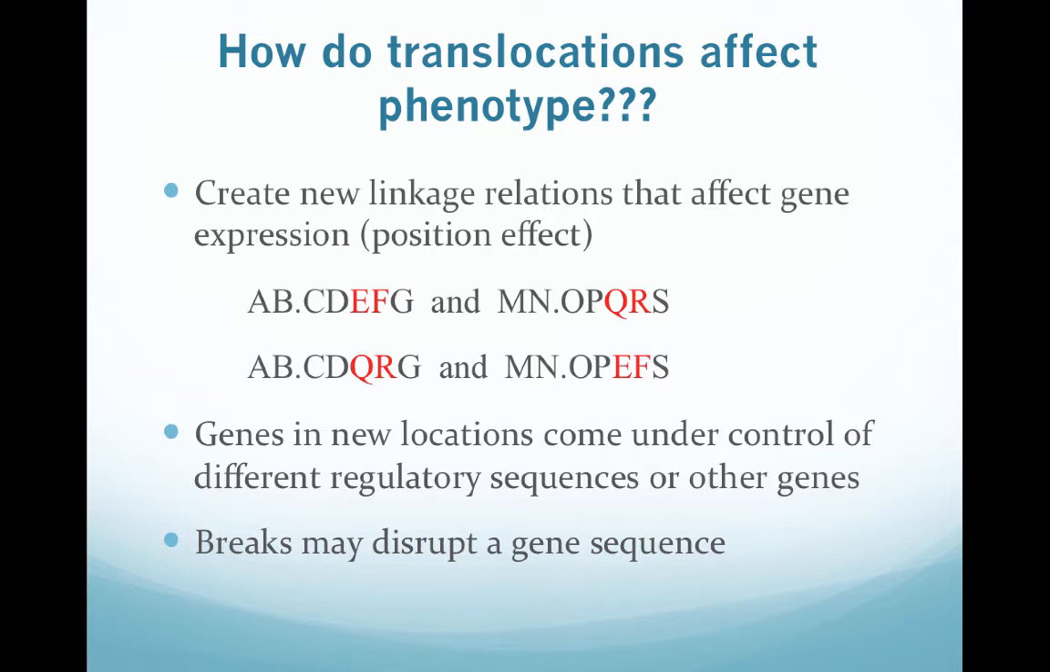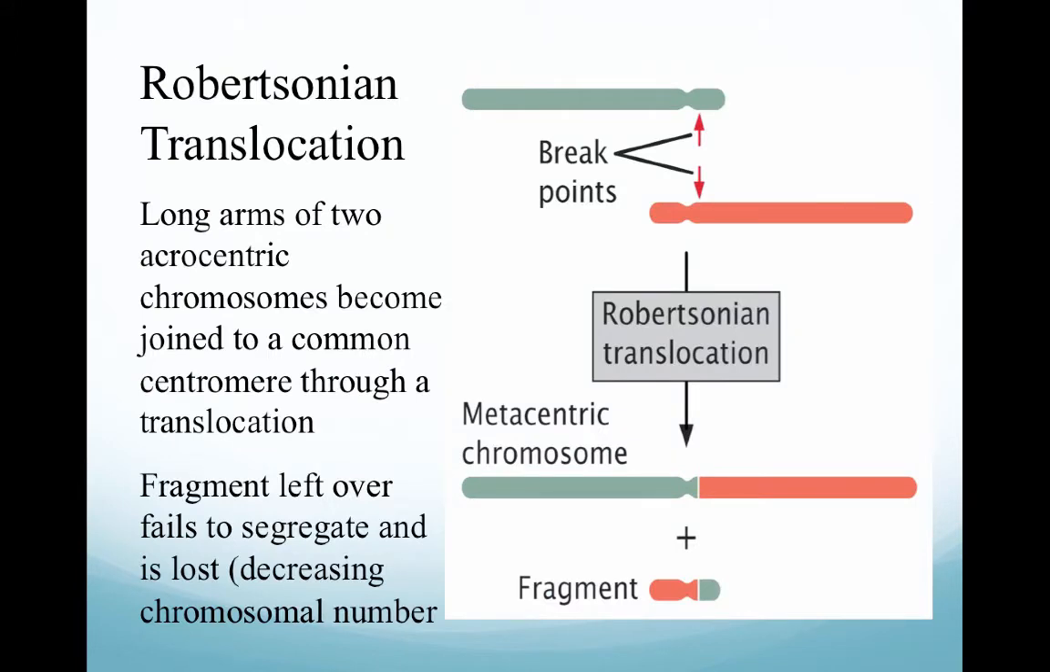And then another effect of translocations on phenotype is that we may actually see a disruption in a gene sequence. So if the genetic material that is broken off in a non-reciprocal translocation actually occurs in the middle of a gene and does not encompass the whole gene, then that gene most likely will not be functional because all of the genetic information is not there.